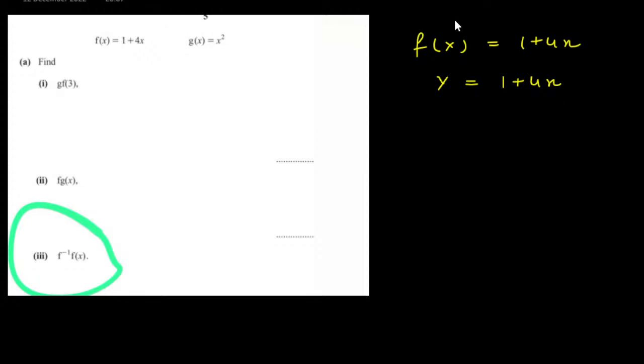Now you see one thing, if y is f(x), then your x will be f inverse of y. So if I make x the subject, I will get f inverse of y. And as I have to find f inverse of x, I will replace that y with x. So here I will make x the subject.